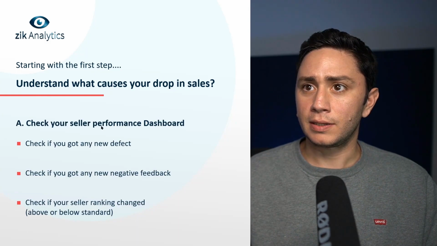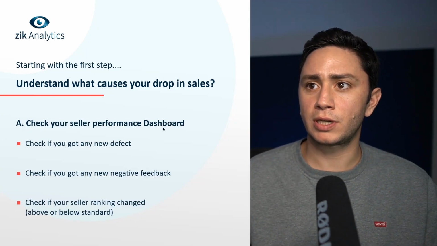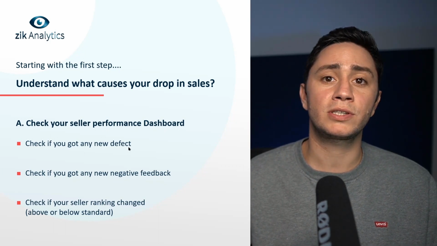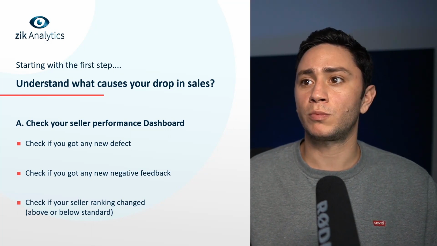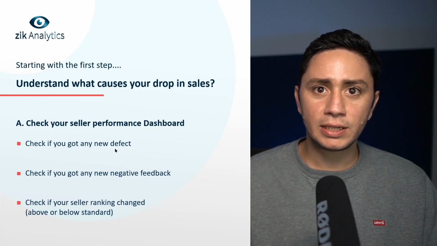Let's get started. Number one is to check your seller performance dashboard. This is how you start. You want to see if you got any new defect. If you got a defect, you want to understand the reason you got it. Was it from a return case? Was it from a cancellation case?